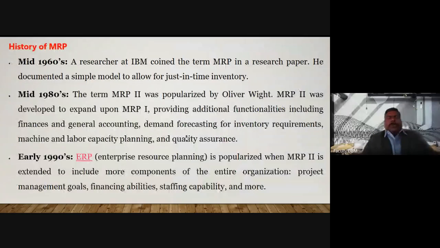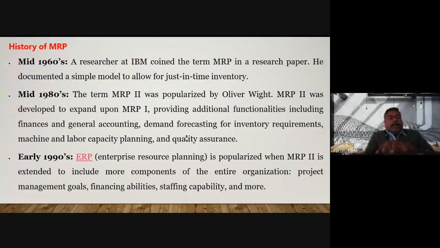So the history of MRP, that is material requirement planning, goes like this. In the mid 1960s, a researcher at IBM coined the term MRP. The researcher was this person, Black and Decker. They coined the term MRP in the research paper. He documented a simple model to allow for just-in-time inventory, JIT. JIT is nothing but just-in-time inventory, meaning delivery of goods and services at the right time. That is the Japanese strategy, wherein all the manufacturing sectors will be using that terminology, just-in-time inventory.